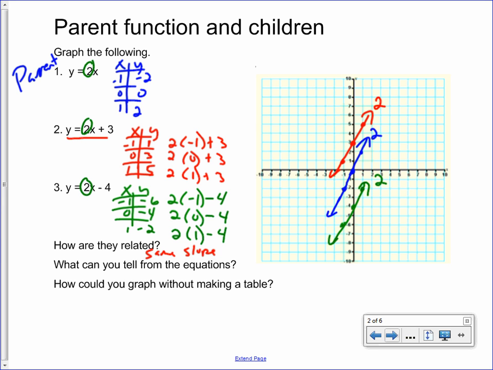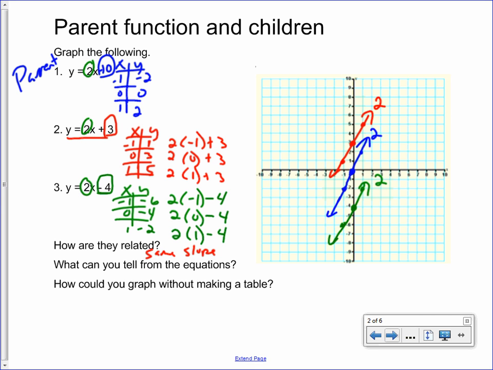There's our slope. If we look at the red one, I could see it crosses the y-axis at a 3. So the red one crosses the y-axis at a 3. There's the 3. If you look at the blue one, it crosses at a 0. Well, that would be like a +0 back here. So there's where that shows up. And then the green one, it crosses the y-axis at a -4.